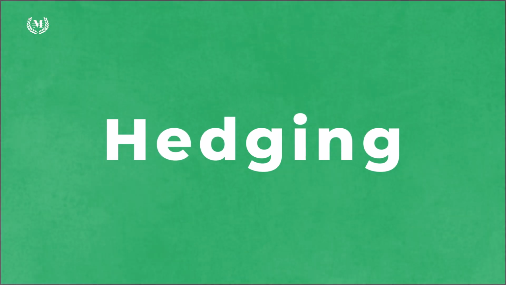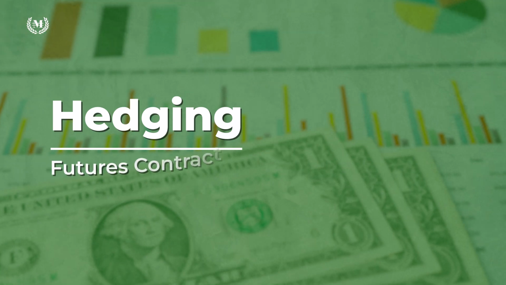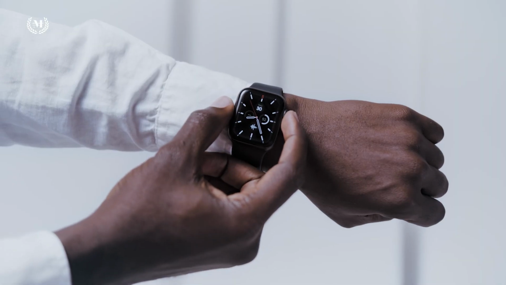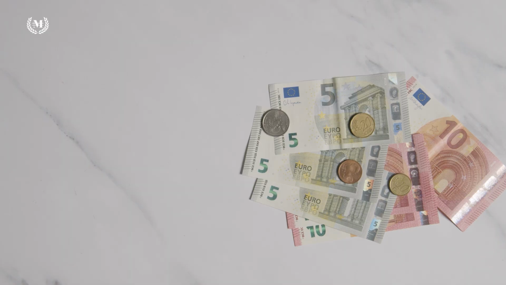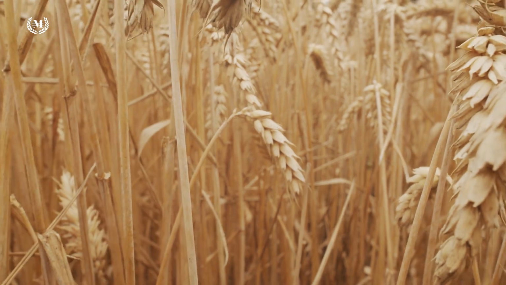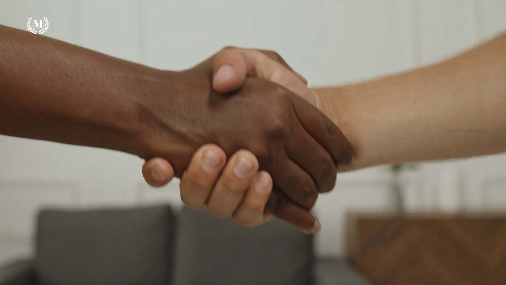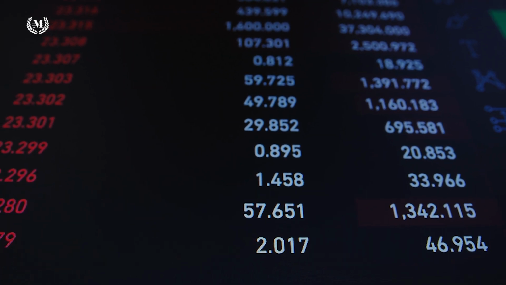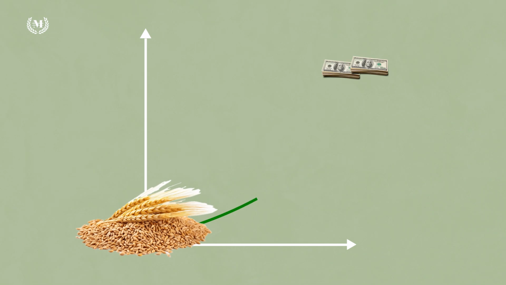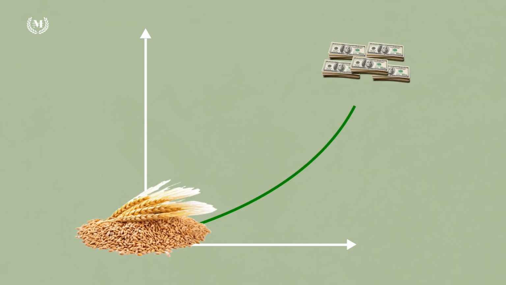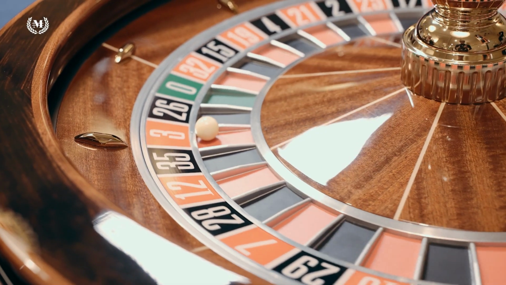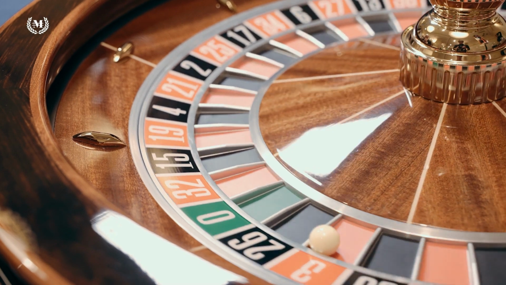Let's explore some examples of hedging. Futures contracts. A futures contract is like a bet on the price of something at a specific time in the future. Let's say you're a farmer growing wheat. You want to know how much you'll get for your crop when it's ready in 6 months. A futures contract lets you lock in a price today for the wheat you'll sell in the future. This protects you from price drops. But if the price of wheat goes up, you'll miss out on that extra money. So, while futures contracts can be helpful for managing risk, they also involve a bit of gambling on future prices.